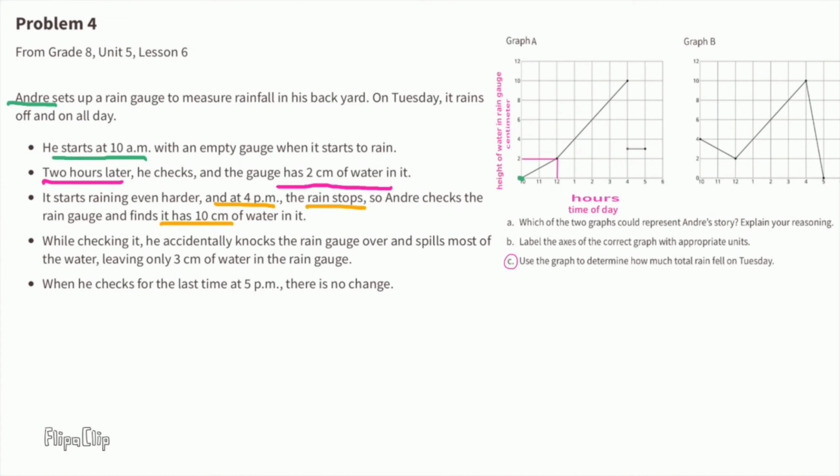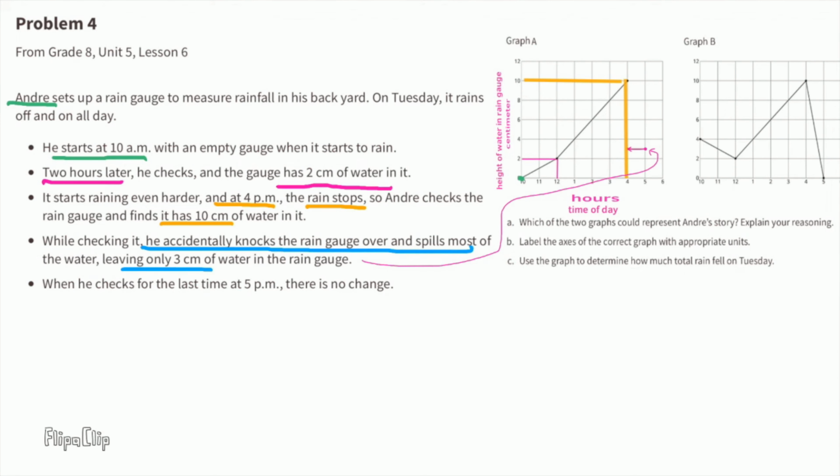It also mentions that it starts raining even harder at 4 p.m. The rain stops, so Andre checks the rain gauge and finds it has 10 centimeters of water in it. C, use the graph to determine how much total rain fell on Tuesday. If I look at the graph along with what I just read, I can see that on Tuesday at 4 o'clock, there was a total of 10 centimeters of water in the gauge. So I'd say the total is 10 centimeters.